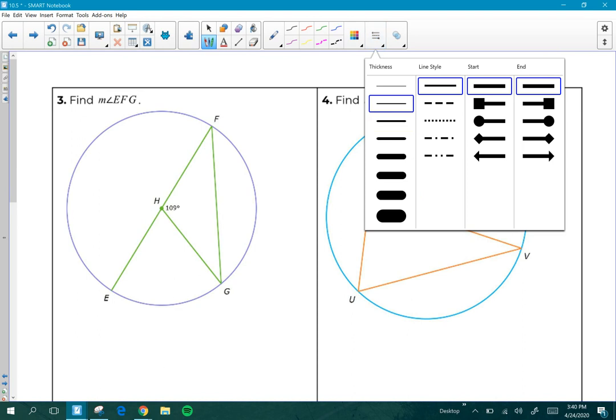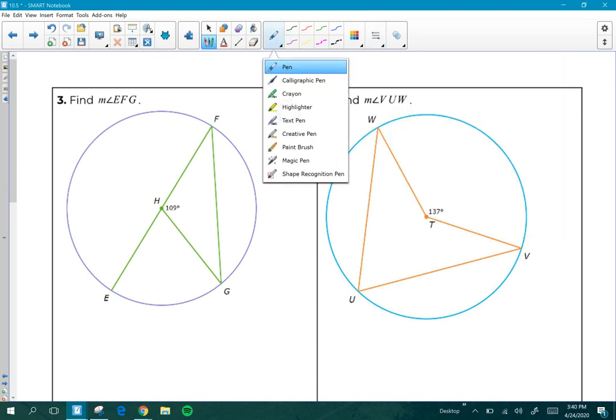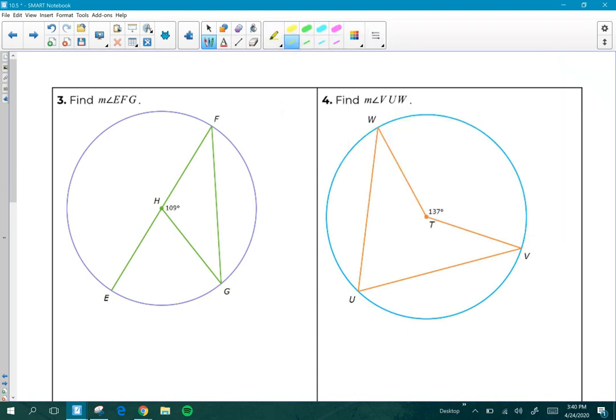So if I'm just looking to highlight that angle, why don't I actually use a highlighter? It's angle EFG. So I'm looking for this guy here, right? So I'm looking for an inscribed angle.